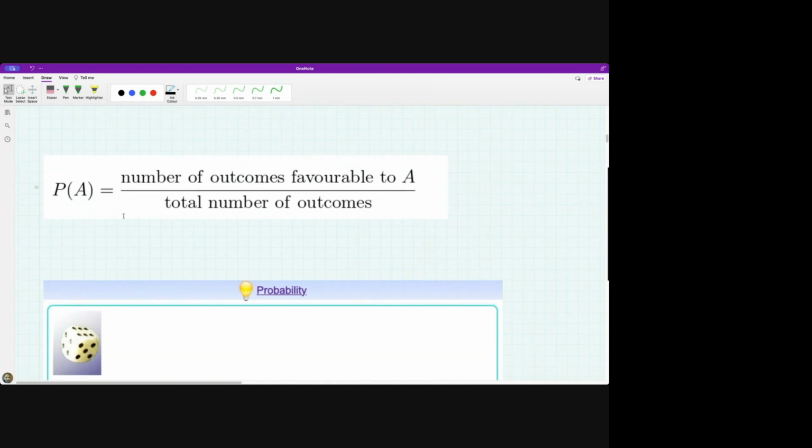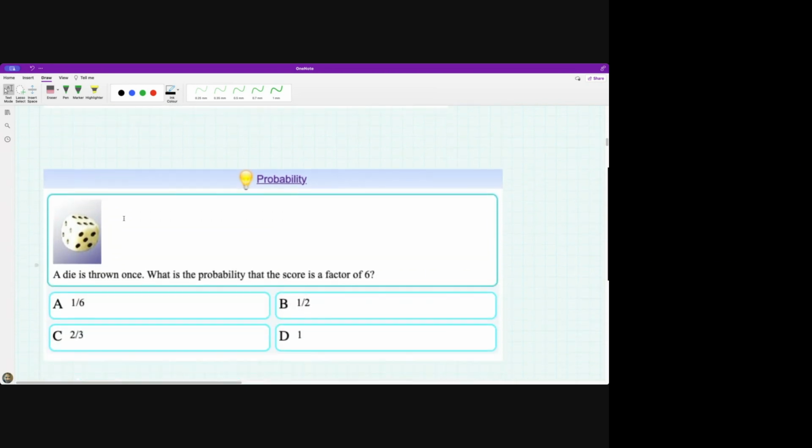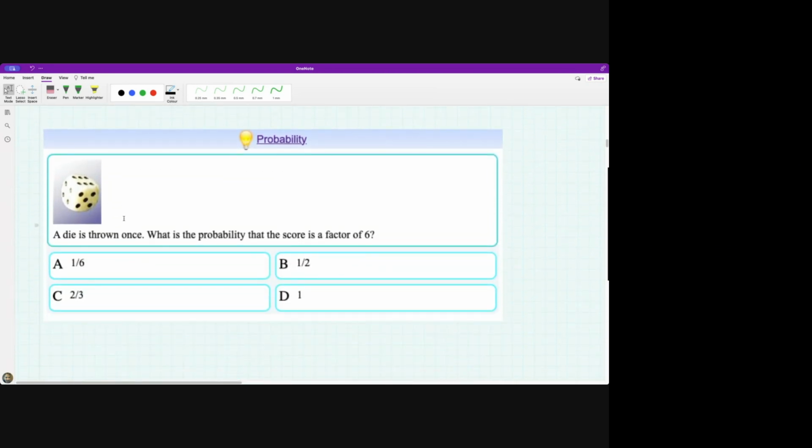So that's the main formula that I described at the beginning. Let's try and answer this question. What is the probability of getting a score which is a factor of 6 when you're throwing a dice? See if you can tell me what your answer to that is.